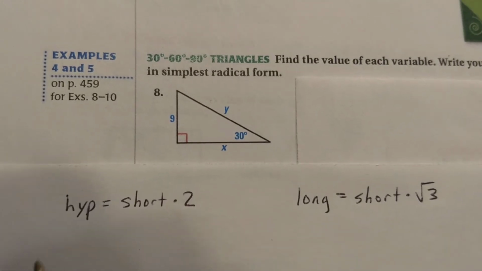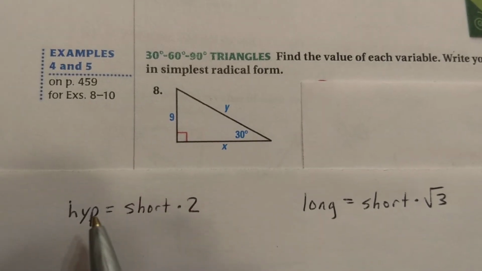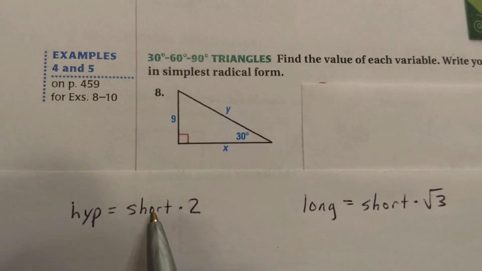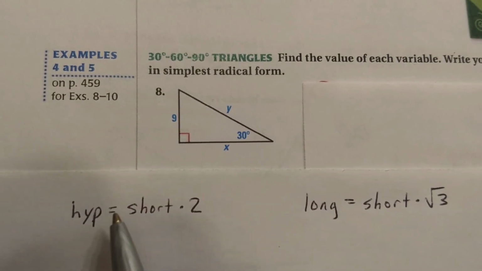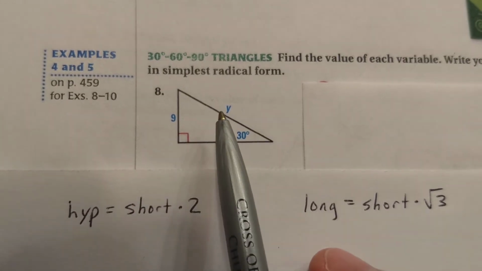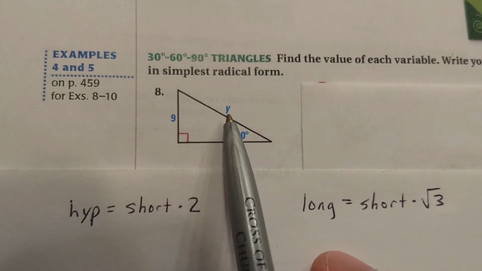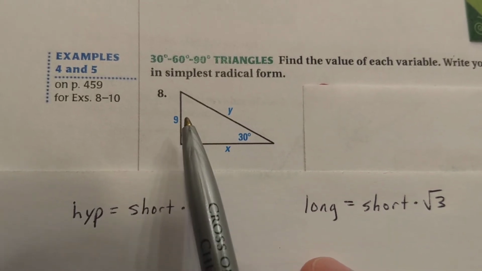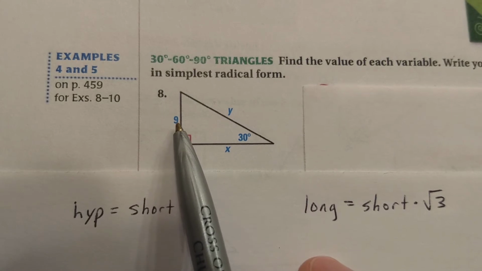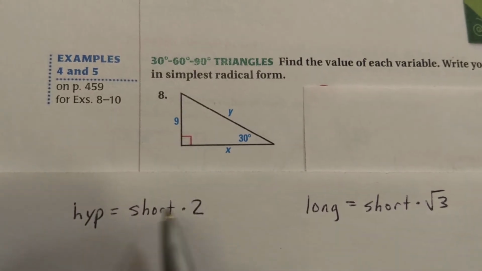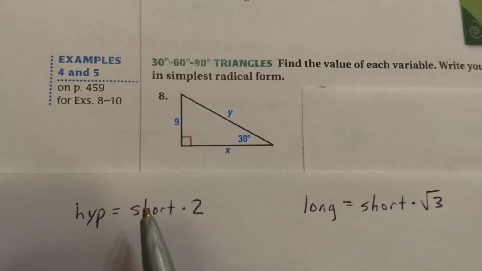Okay, so here's what I mean by that. In this equation, I've got the hypotenuse compared to the short leg. Do I know what the hypotenuse is? No, I don't. It's a variable. Do I know what the short leg is? Yes, I do. So I've got a specific value in there. I would be able to use this if I wanted to.